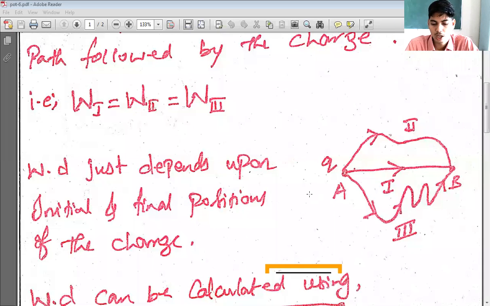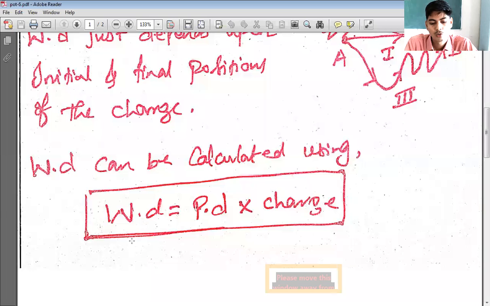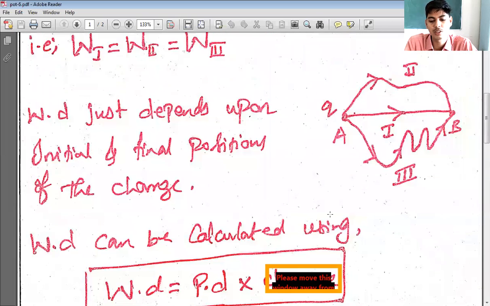ಹಾಗಾದ್ರೆ ಹೌ ಟು ಕ್ಯಾಲ್ಕುಲೇಟ್ ವರ್ಕ್ ಡನ್ ಇನ್ ಮೂವಿಂಗ್ ಚಾರ್ಜ್ ಫ್ರಮ್ ಎ ಟು ಬಿ? ಎ ಇಂದ ಬಿ ಗೆ 3 ಪಾತ್ ನ ವರ್ಕ್ ಡನ್ ಸೇಮ್ ಅದೇ ಅಂತ ಹೇಳಿದ್ವಲ್ಲ, ಹಾಗಾದ್ರೆ ಆ ವರ್ಕ್ ಡನ್ ನ ಹೆಂಗ್ ಕ್ಯಾಲ್ಕುಲೇಟ್ ಮಾಡಬೇಕು? ಹೌ ಟು ಕ್ಯಾಲ್ಕುಲೇಟ್ ವರ್ಕ್ ಡನ್ ಟು ಮೂವ್ ಚಾರ್ಜ್ ಕ್ಯೂ ಫ್ರಮ್ ಎ ಟು ಬಿ ಅಂತಂದ್ರೆ we know the formula for calculating work done. Work done can be calculated using the formula potential difference into charge.